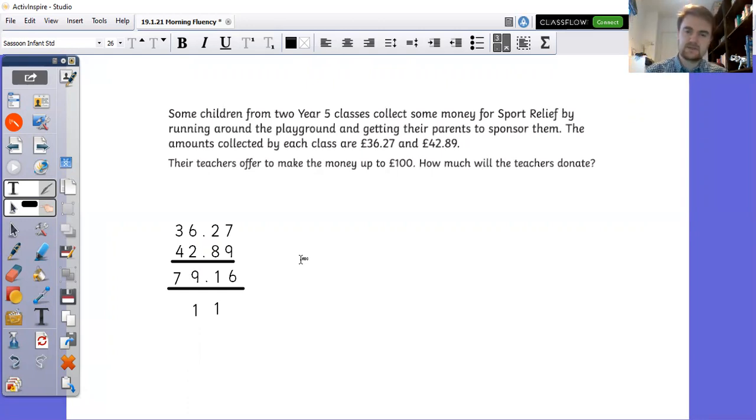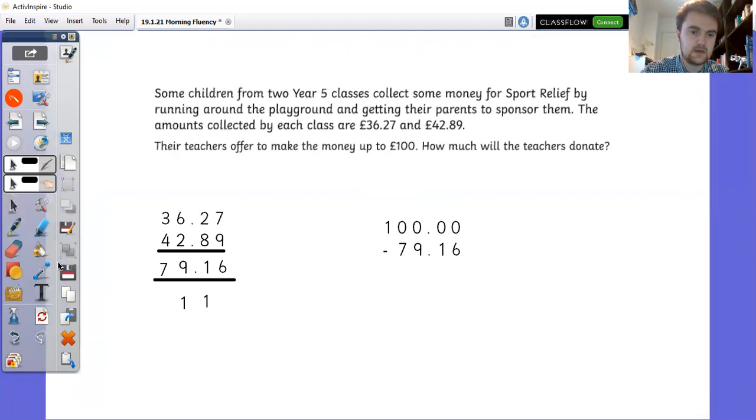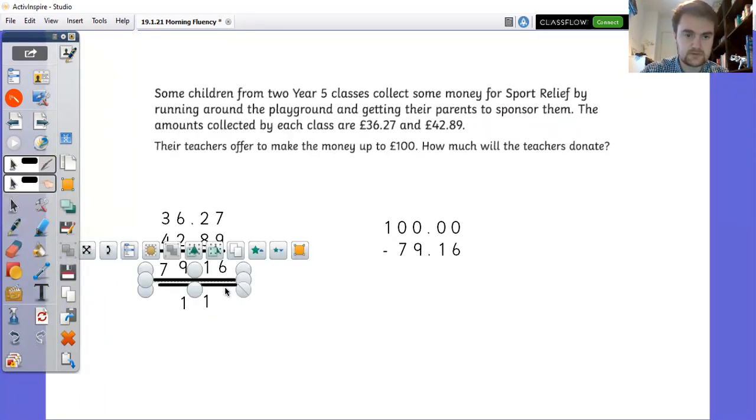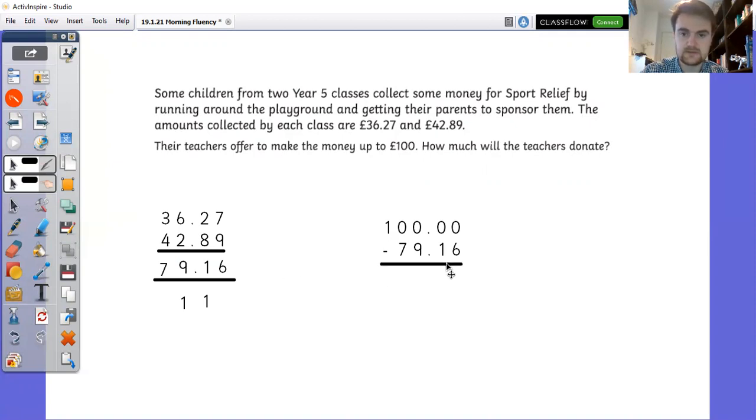The teachers have offered to make the money up to £100, which means the teachers are offering to pay the difference between £79.16 and 100. So we need to do 100, and I'll put the decimals in there because we know that we're dealing with decimals here. Take away £79.16. So let's put these lines in so that we've got our equals.